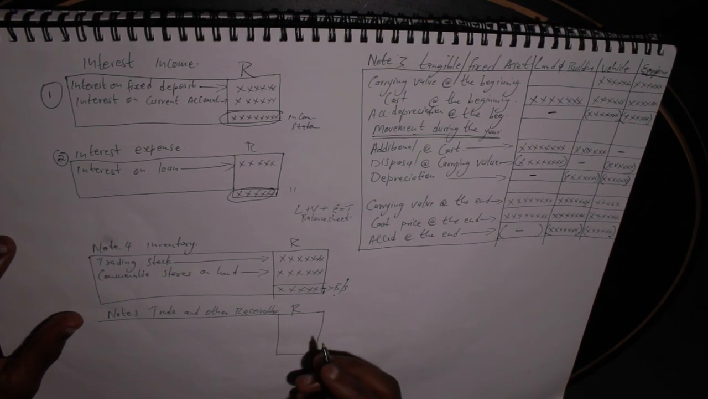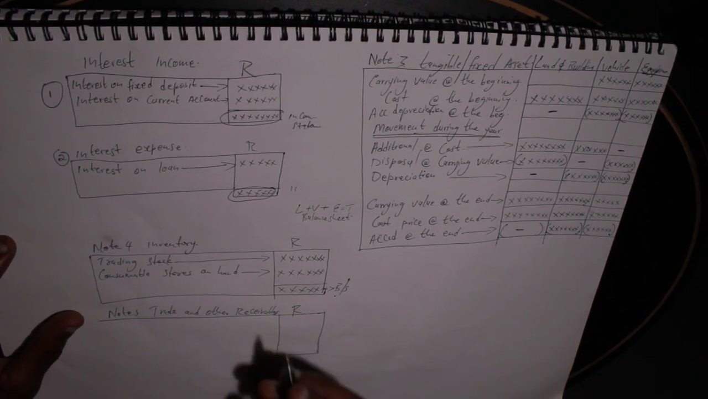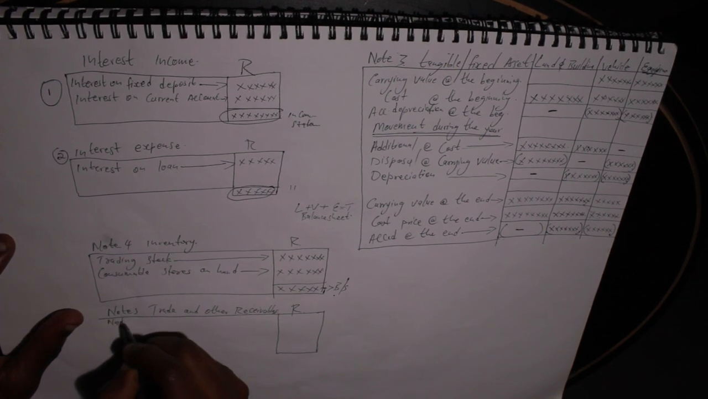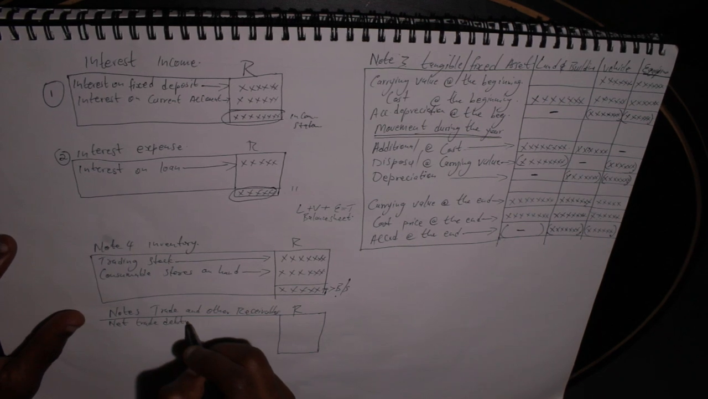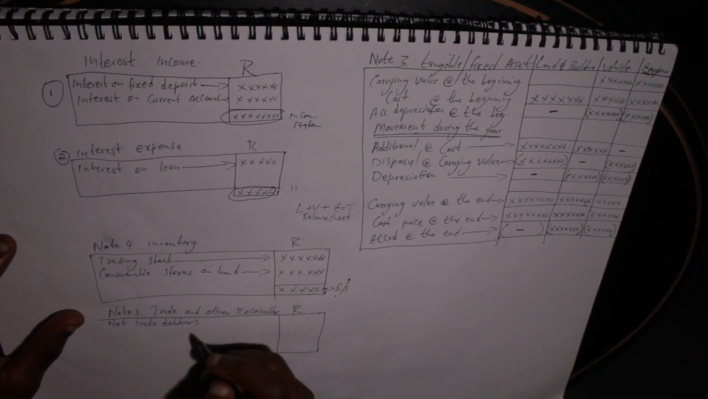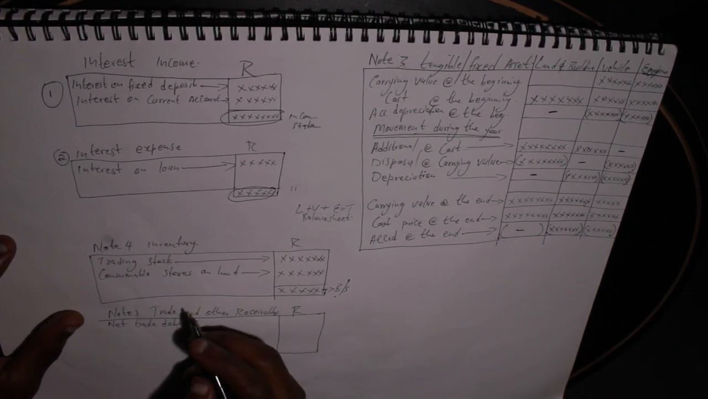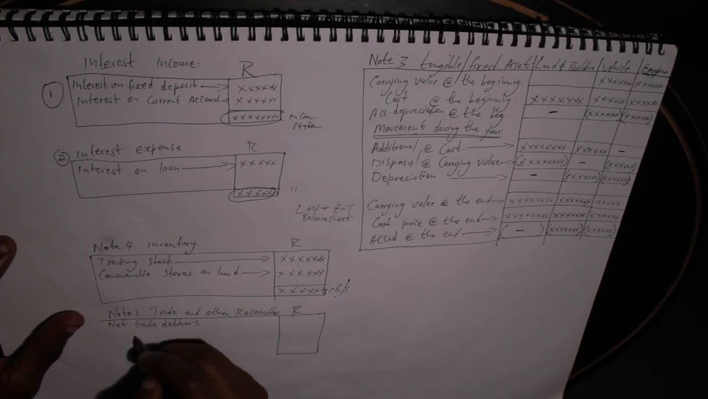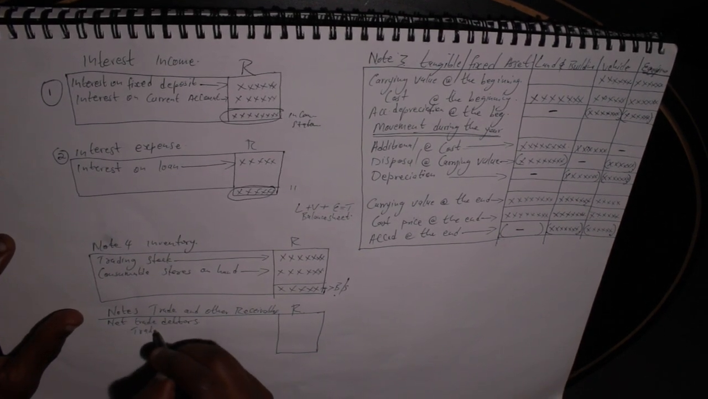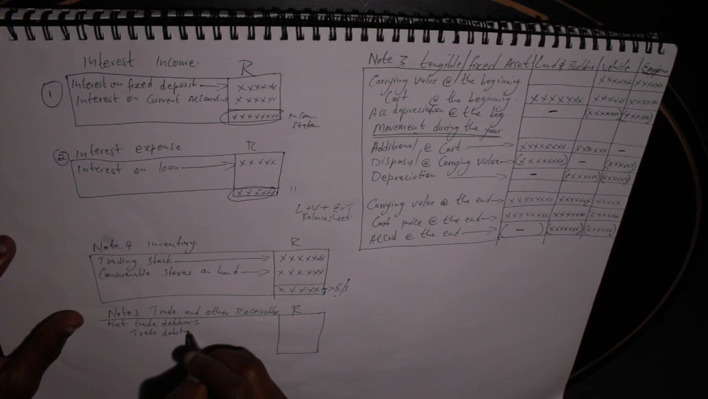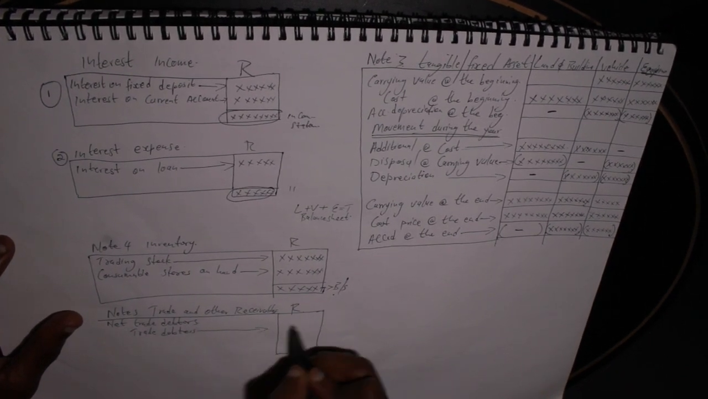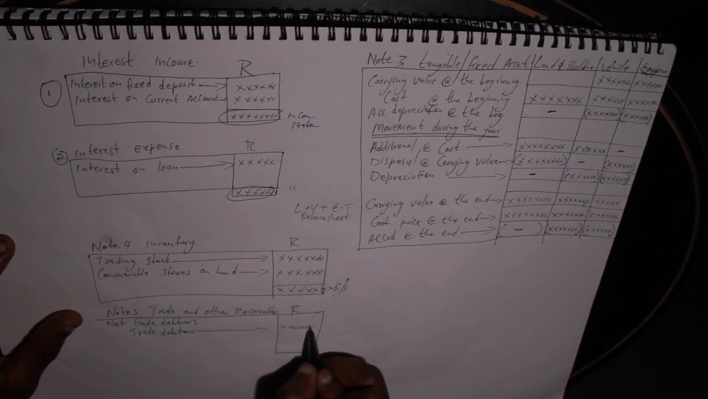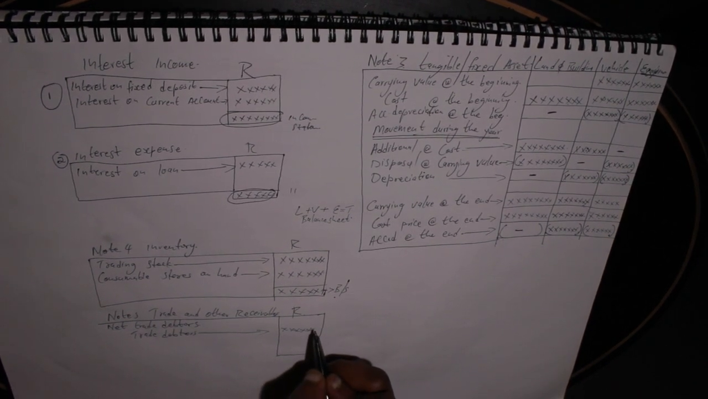Good. So under trade and other receivables, the first item is net trade debtors. Net trade debtors is made out of trade debtors. What are trade debtors? This is the amount you take from your debtors control account. You put it there. And then now followed by provision for bad debts.